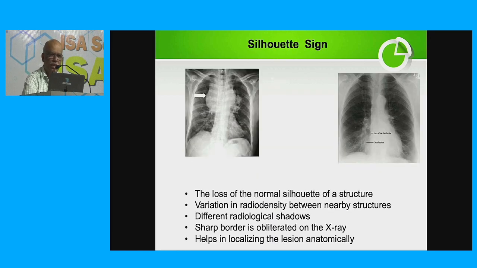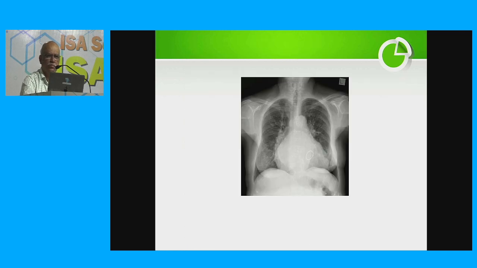So the silhouette sign I have explained. You can see the cardiac shadow is blurred here due to some other features. This is called the silhouette sign. Here also you can see this. By pathological features, the sharp borders are obliterated. We call it the silhouette sign, and you may have to investigate further to find out what it is. So to conclude, I will just give a few spotter slides.